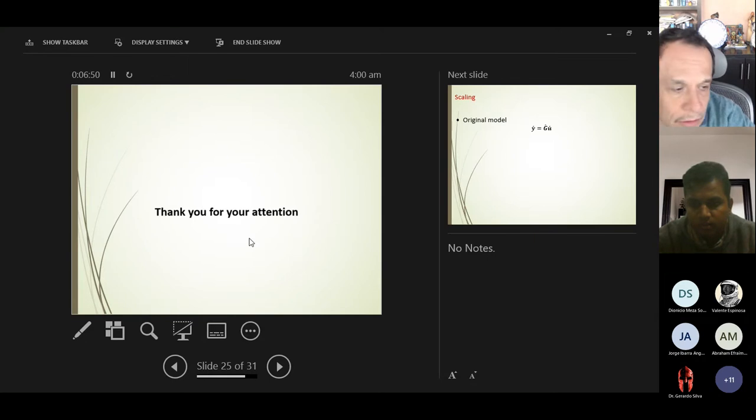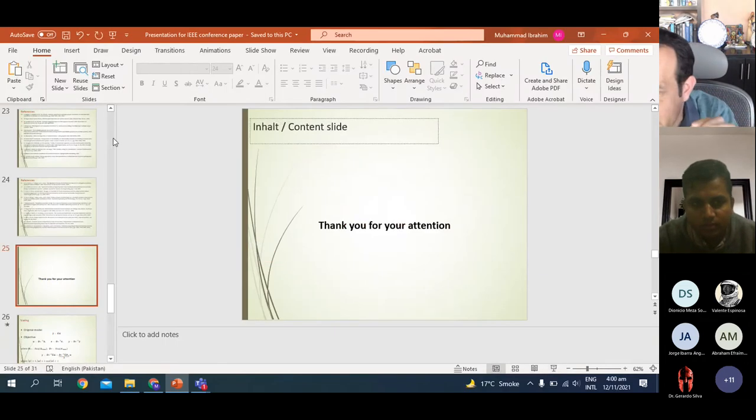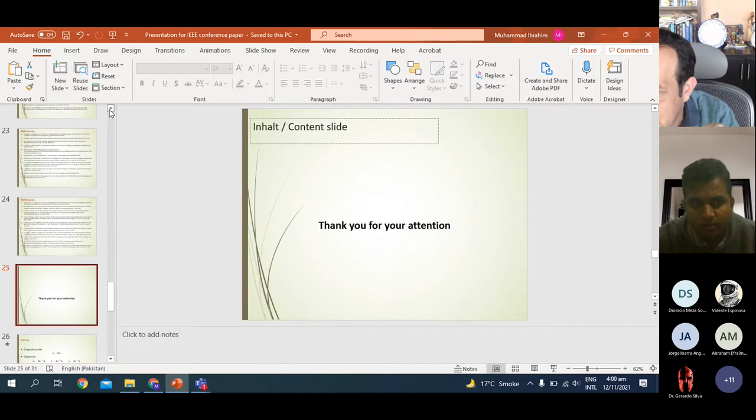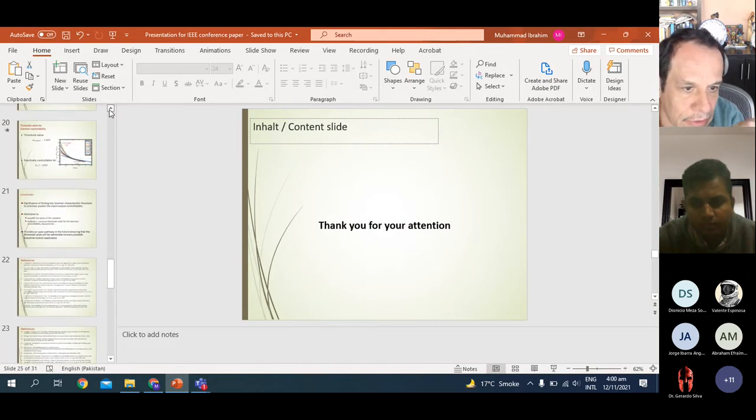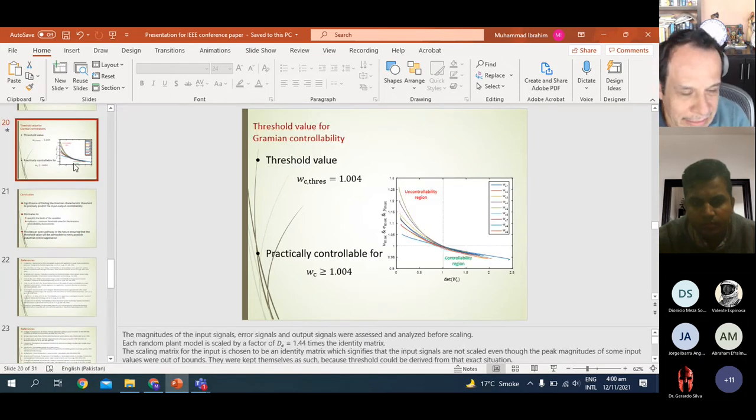Mohammed, you are saying that you have a precise threshold. You are finding in the conclusion the precise bound or threshold that you need to decide if it is controllable or not. Is that true in the meaning that if this threshold is not achieved, then the system is not controllable, at least not practically controllable, or not?